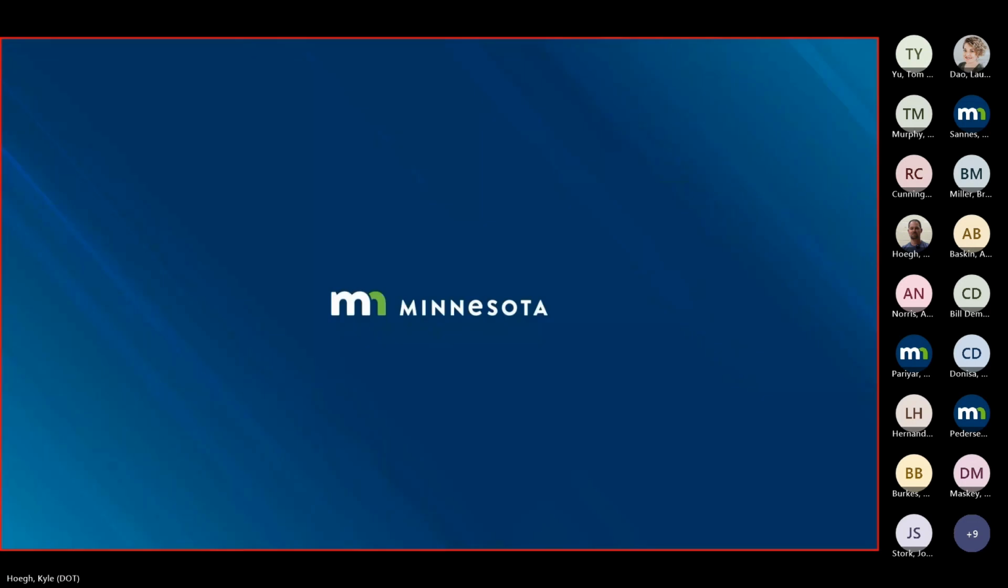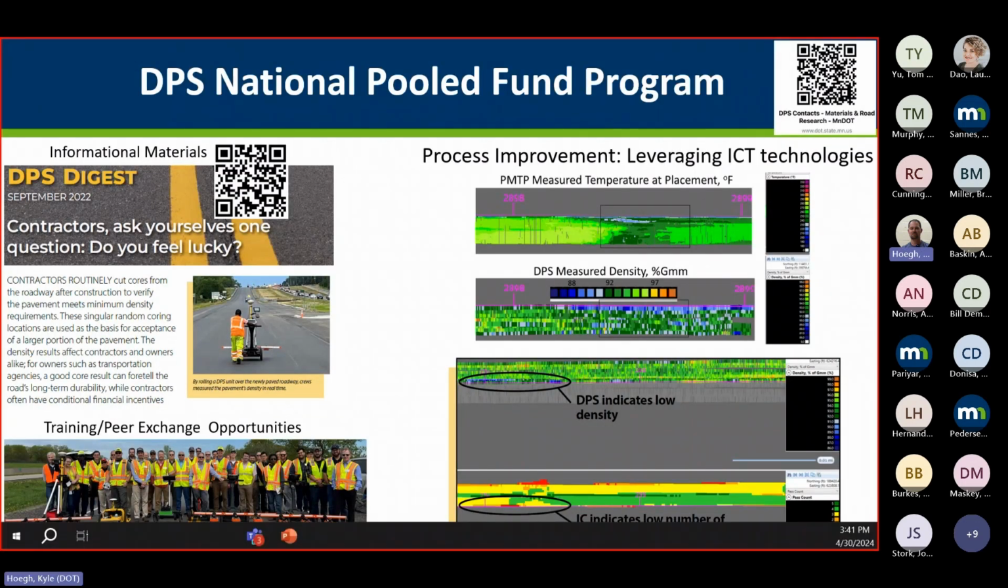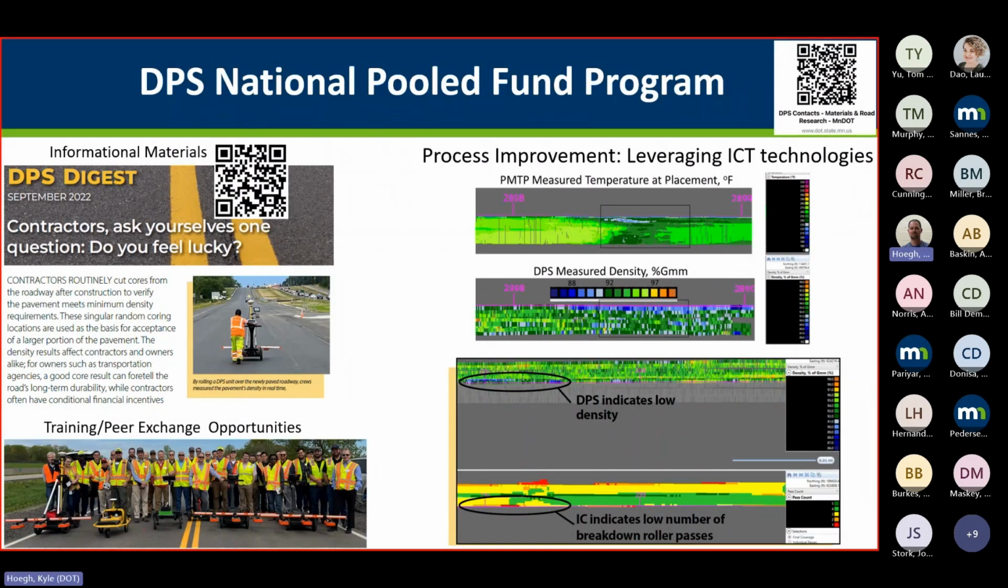So just a little background here. What we're all about with the DPS pooled fund is putting out information on how this new technology can be used. So we have this DPS digest that we've put out, four or five per year is the goal there. We have training and peer exchange opportunities throughout the year.